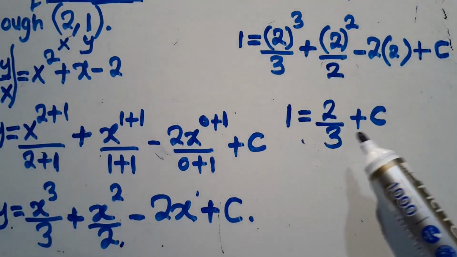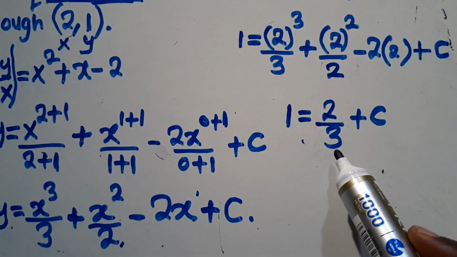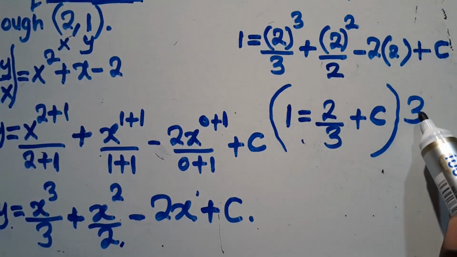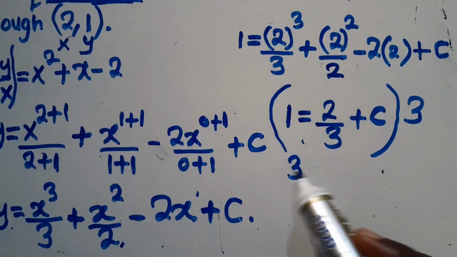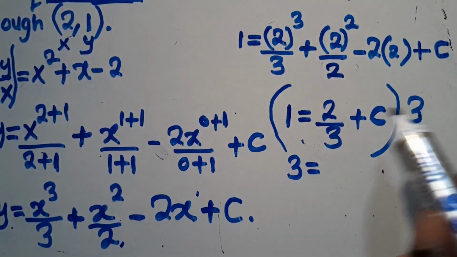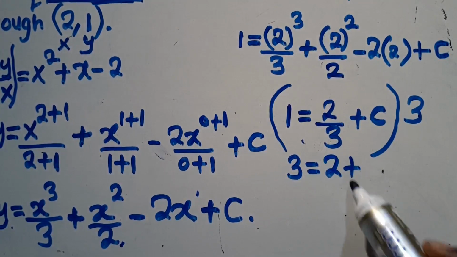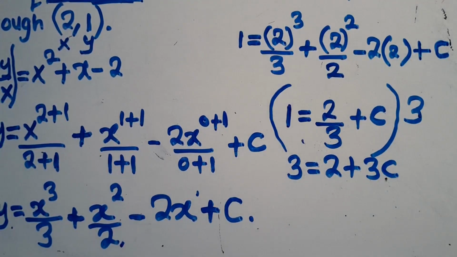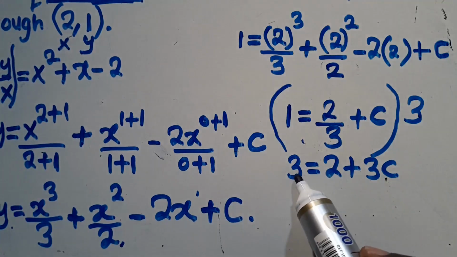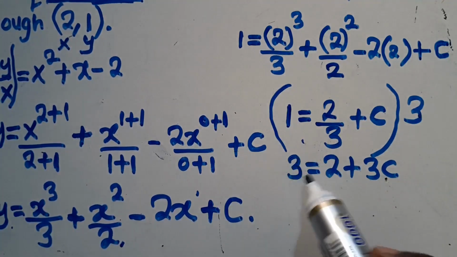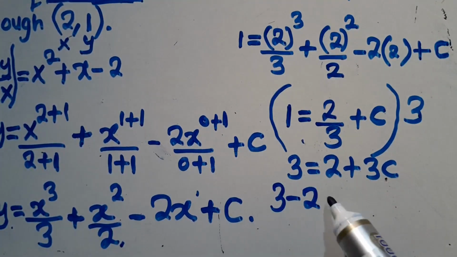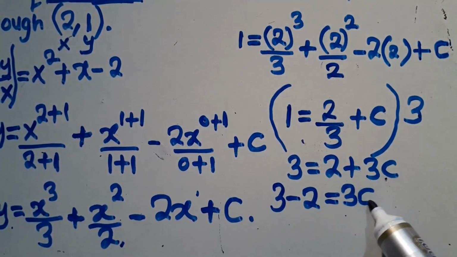So now what am I supposed to do? For you to cancel this fraction, you multiply everything by 3. What is 3 times 1? You get 3. It is equal to, this 3 and that 3 will cancel out. There we are just going to remain with a 2. Plus 3 times c, that is 3c. From there, what are you supposed to do? Group the right terms. So this one goes that side. This is 3. When 2 comes this side, it becomes 3 minus 2. Have you seen? Which is equal to 3c.